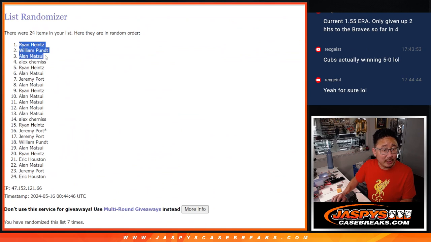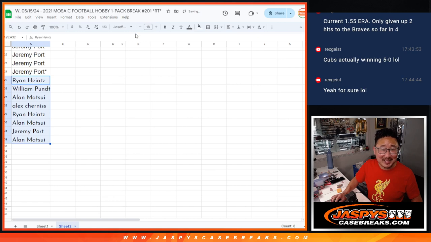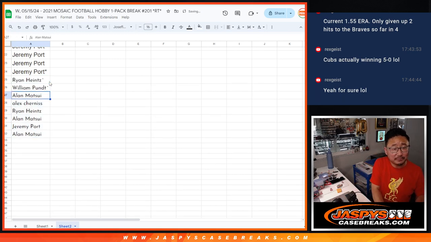All right, so Ryan, William, Allen, Alex, Ryan, Allen, Jeremy, Allen. After Jeremy seven, Allen. That's Jeremy, Allen. You've got extra spots going your way. We'll put that little rooftop symbol so you know those are for your extra spots.